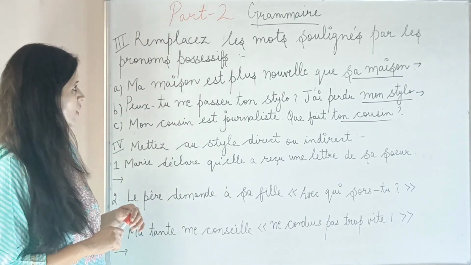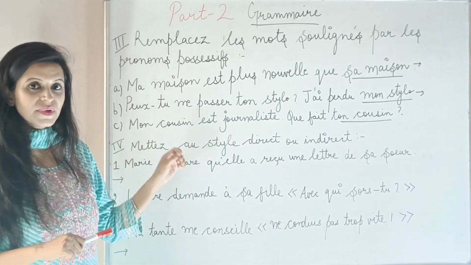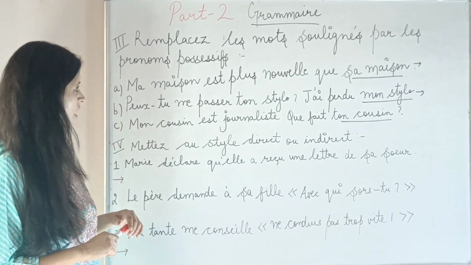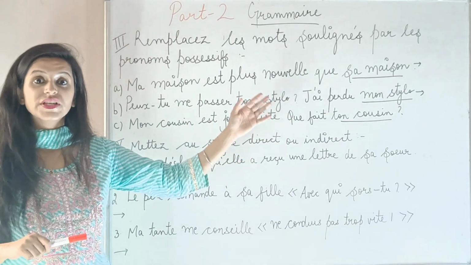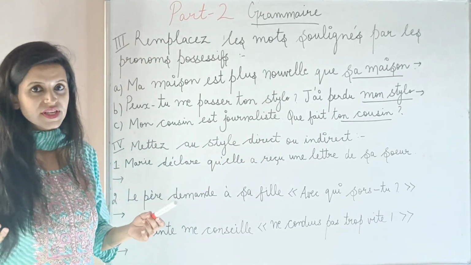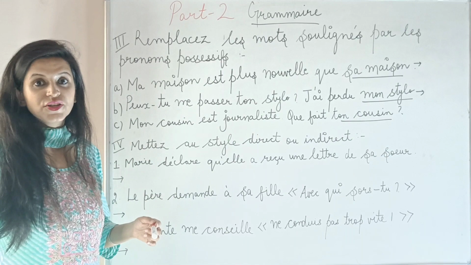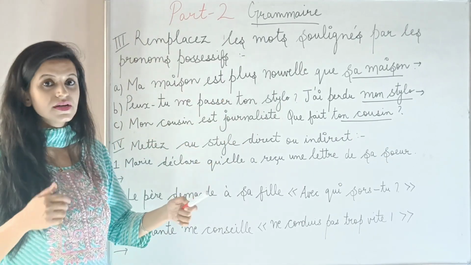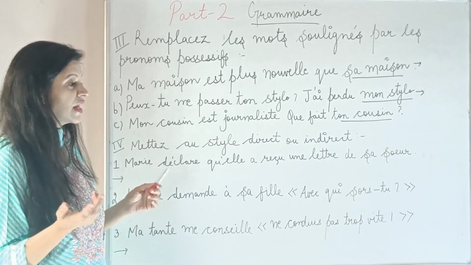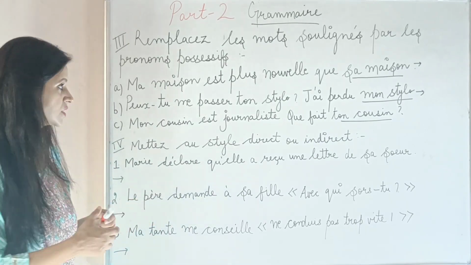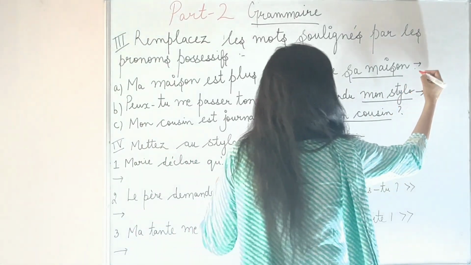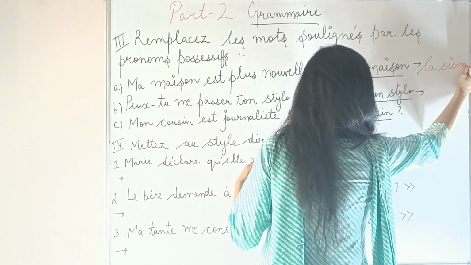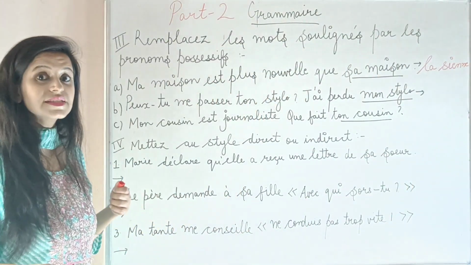So let's start the first question of this video, which says: remplacer les mots surlignés par les pronoms possessifs. If we see the first part, you can see the nouns are underlined. We need to replace the nouns with a pronom possessif. So this is also one of the patterns of question which you can get in your exam. Ma maison est plus nouvelle que sa maison. My house is newer than her house or his house. So it's the third form, que la sienne. Because maison is feminine, you need to write la sienne.